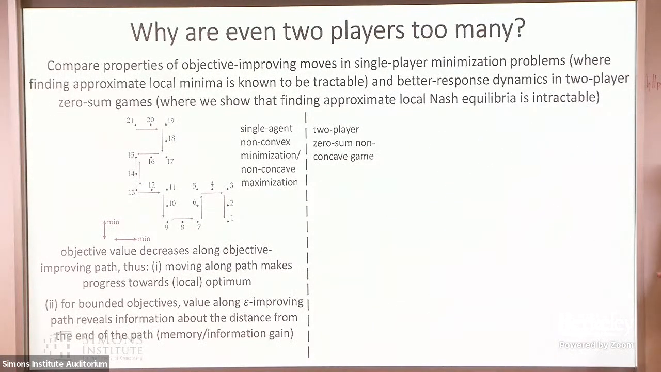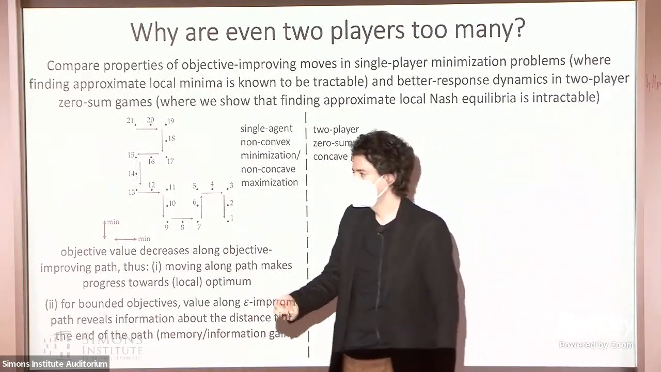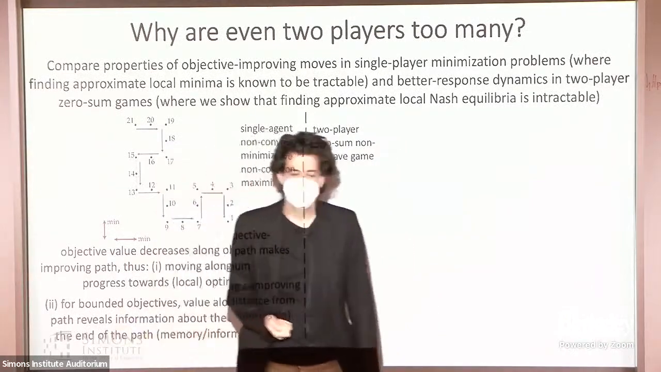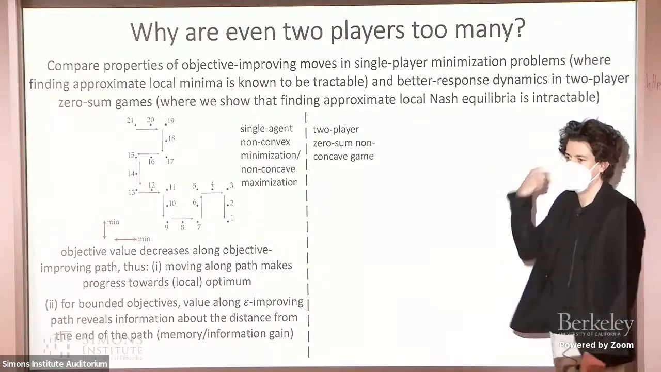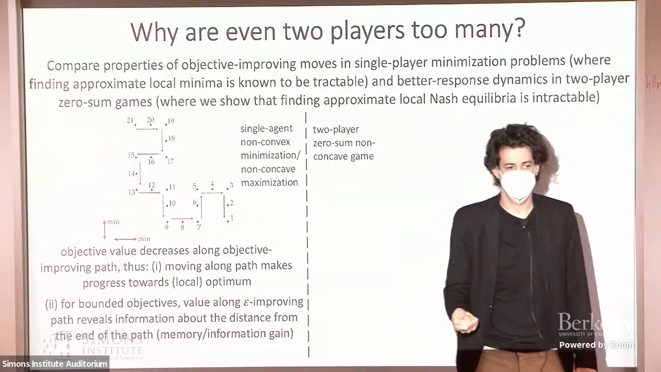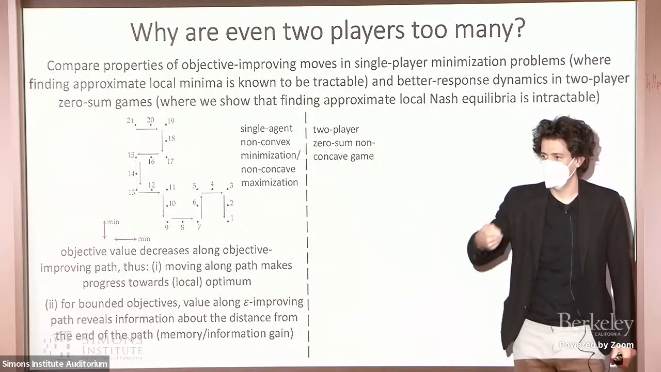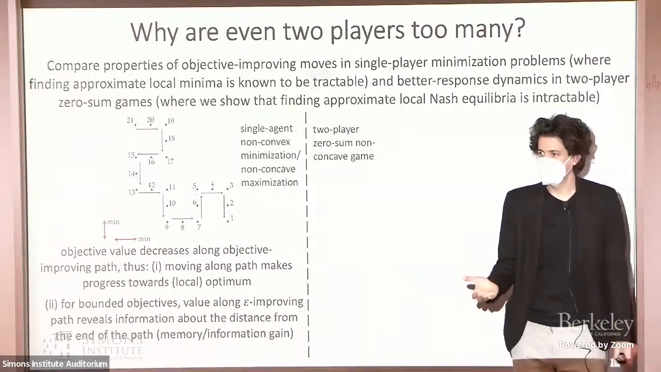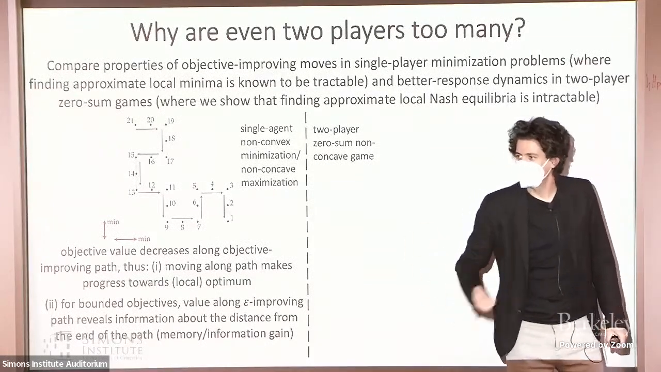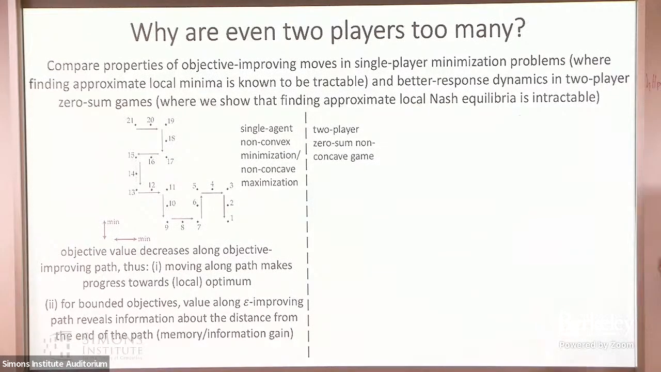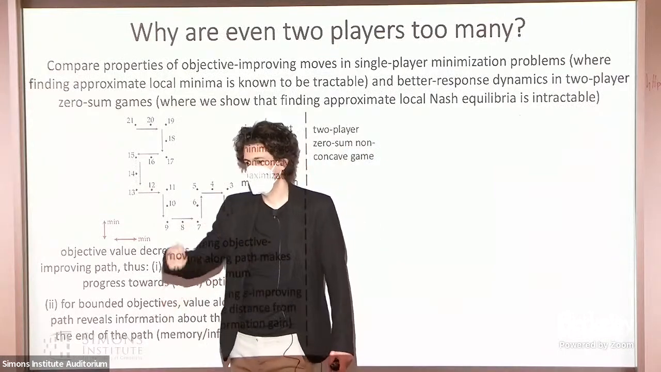And if your objective is lower bounded, and if you insist that every step you take is at least epsilon improving, then you can even bound the number of such steps you need to take before you get to an epsilon local minimum, right? Because you have a potential. You chip away epsilon every step, and if you're lower bounded, you know you cannot chip away too many epsilons until you hit the bottom. Okay, so in a situation like on the left hand side, objective improving steps make progress towards a solution.